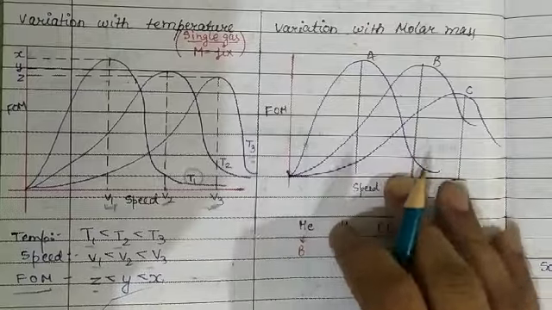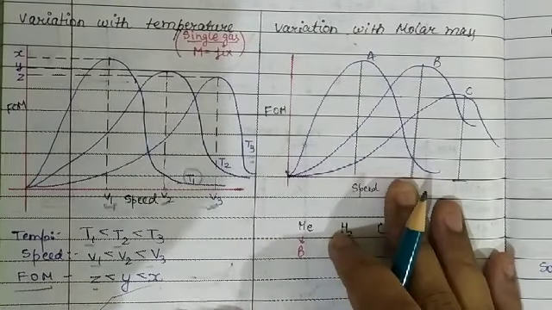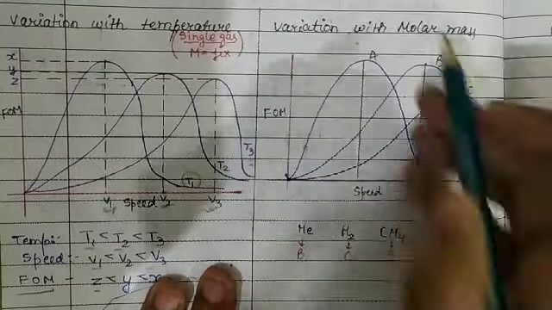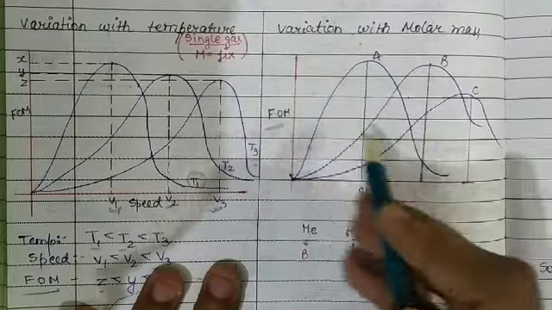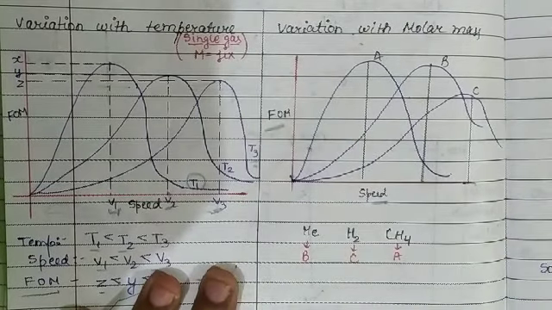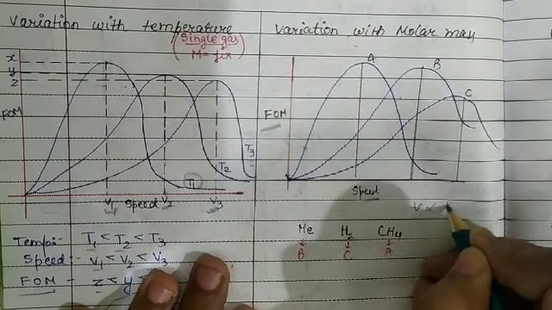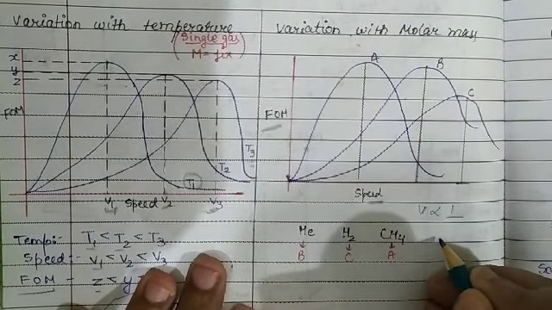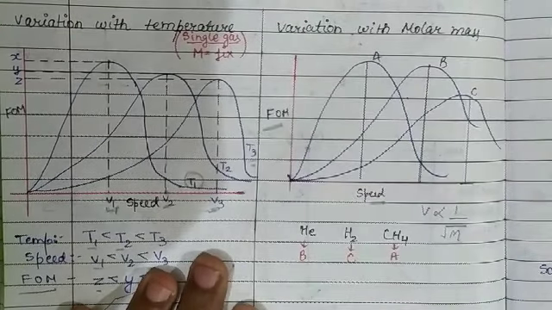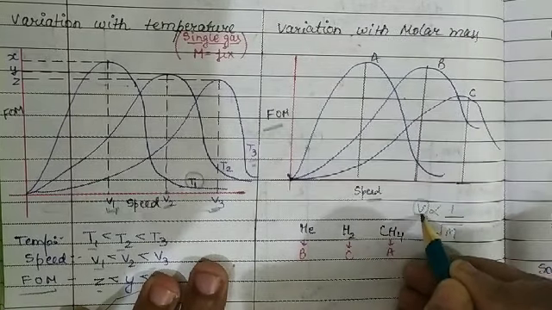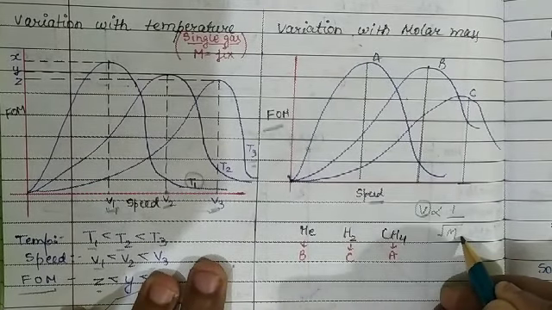See the next graph. The first graph we have seen is the variation with temperature. The next graph we are going to see is the variation with molecular mass, again between fraction of molecules and speed. As we know, most probable speed is inversely proportional to the square root of molecular mass. So if most probable speed is high, it means molecular mass will be low.